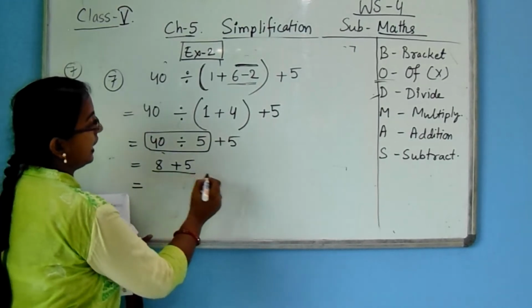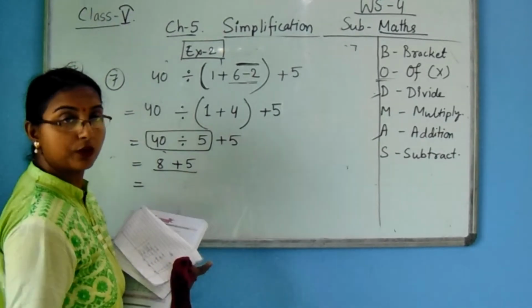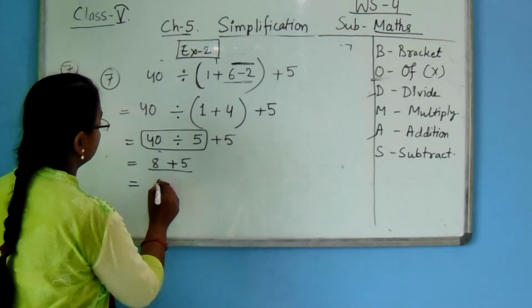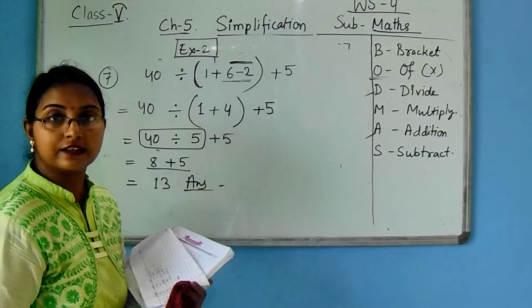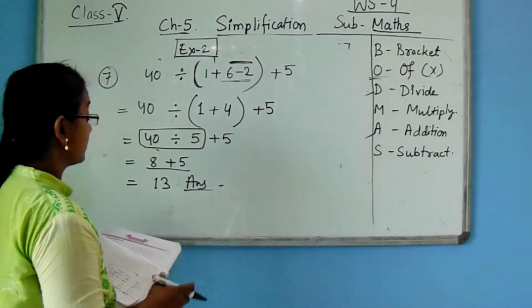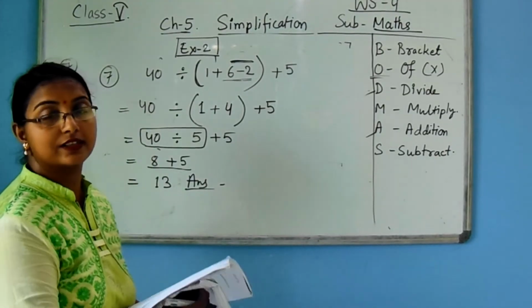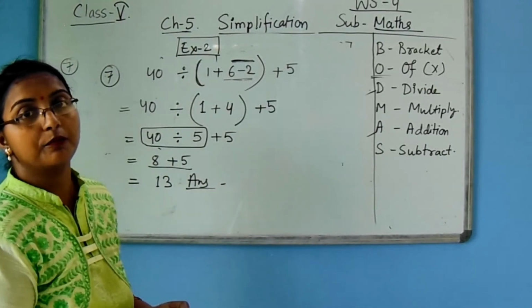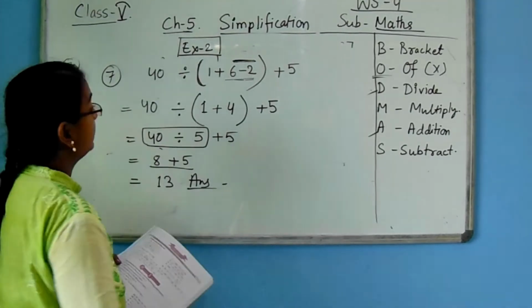Now the addition. At last we will do the addition process, and there is no subtraction process. Here it implies 13 as our answer. It gives 13 as our answer. So mind the signs, the symbols of functions and also the brackets. Now let us take one example.